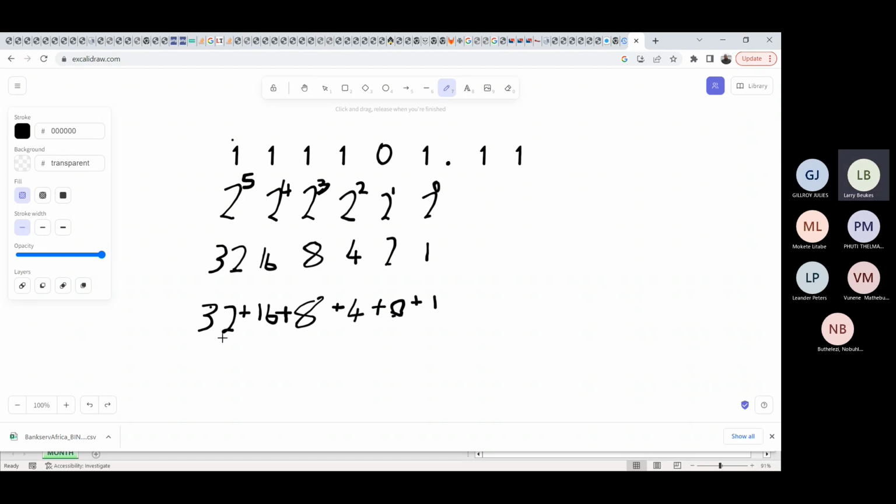32. Okay. So 32 plus 16 is 48. Plus 8 is 56. Plus 4 is 60. It's 61. So here it's 61, comma something, right?